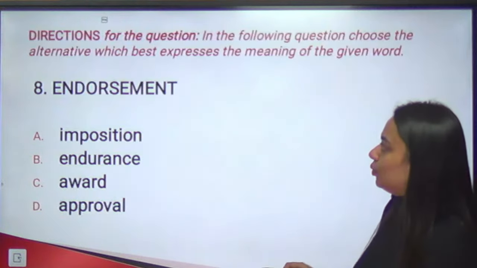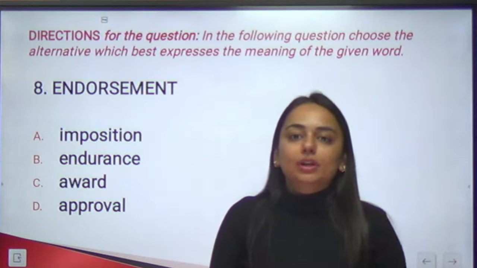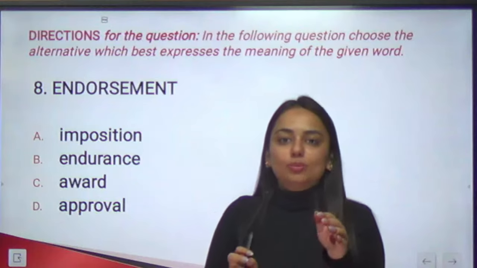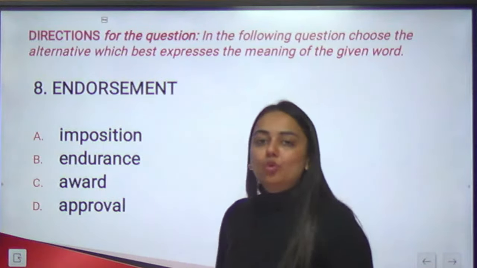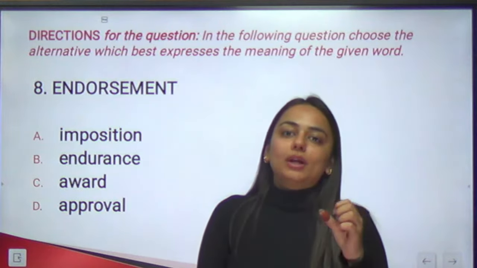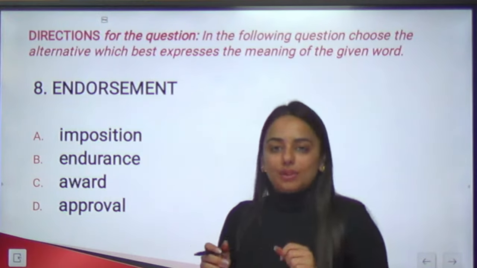Okay, the previous one you wanted me to explain. Endorsement. Endorsement hota hai agreement, official agreement. And we have to find out its synonym, right, Shubham? So the answer should be approval of something. When you publicly agree on something, that is providing the approval, it is known as endorsement or endorsing something.